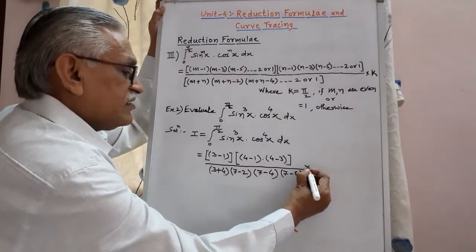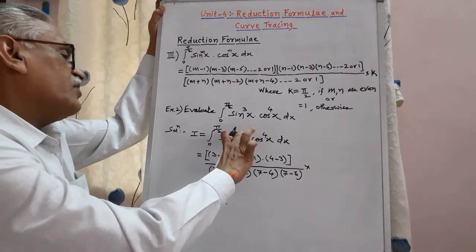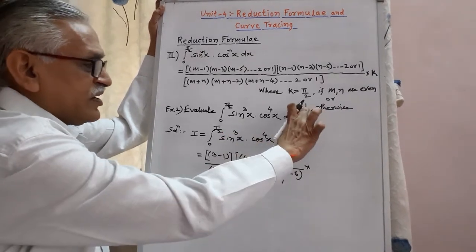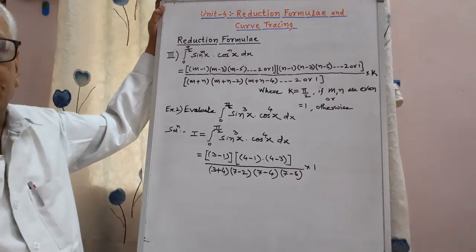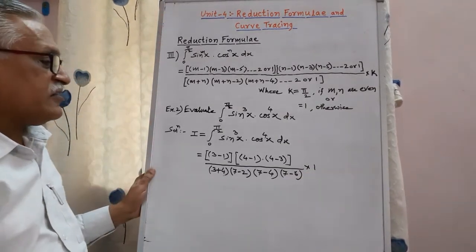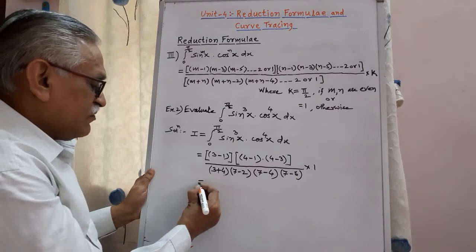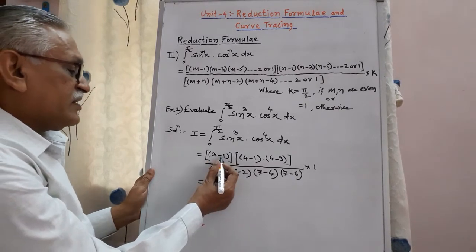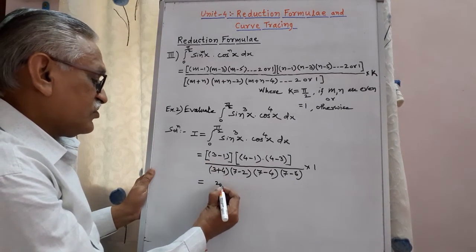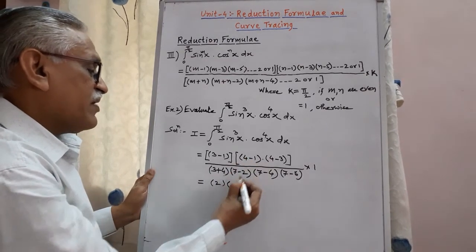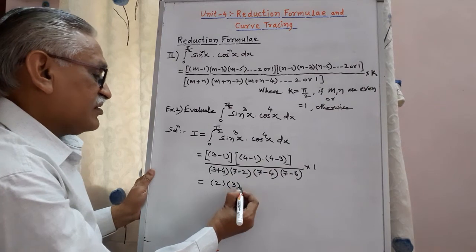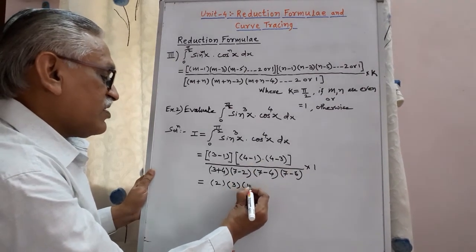Into k, the value of k. Here one of the values is odd and therefore we consider the value of k as 1. If both are even, then only we have to consider the value of k as pi by 2. And therefore, simplifying it, we get 3 minus 1 as 2. 4 minus 1 we get 3. 4 minus 3 we get 1.